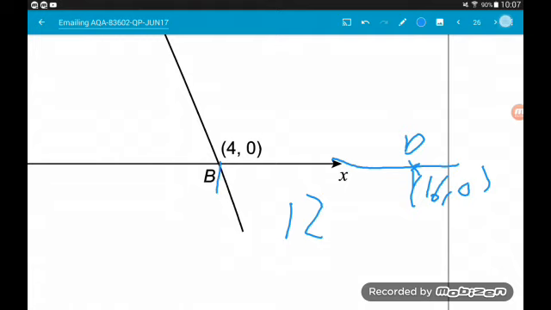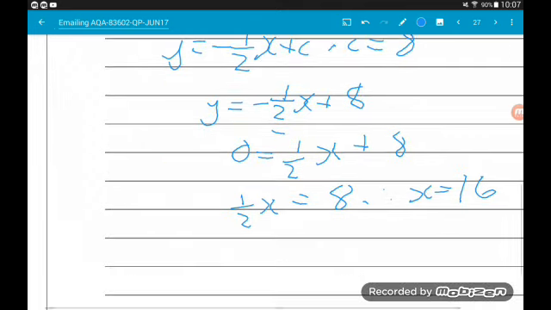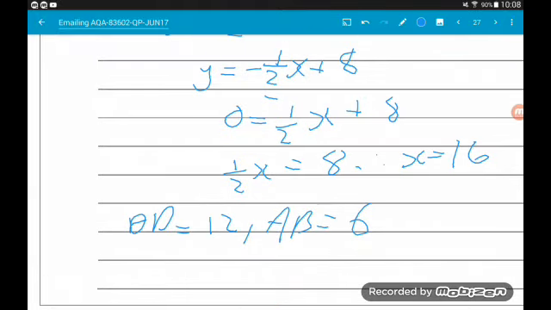So remember what we were trying to show is that BD is 2 lots of AB. So BD is 12, AB is 6. 12 is 2 times 6. We've shown what we wanted to show.